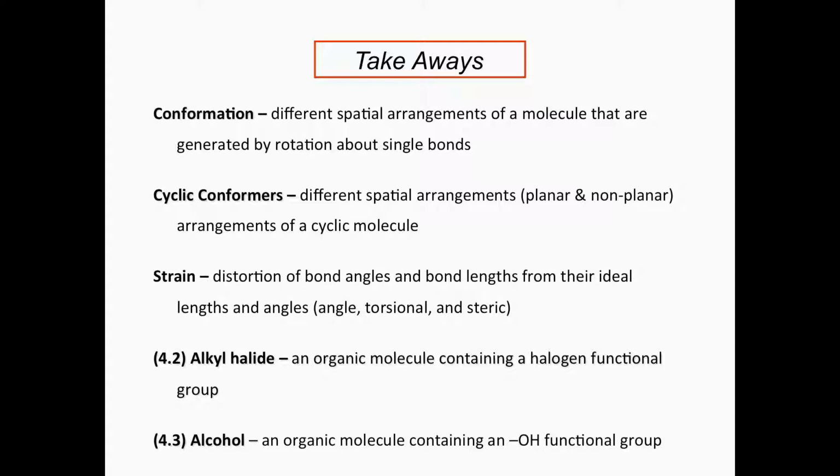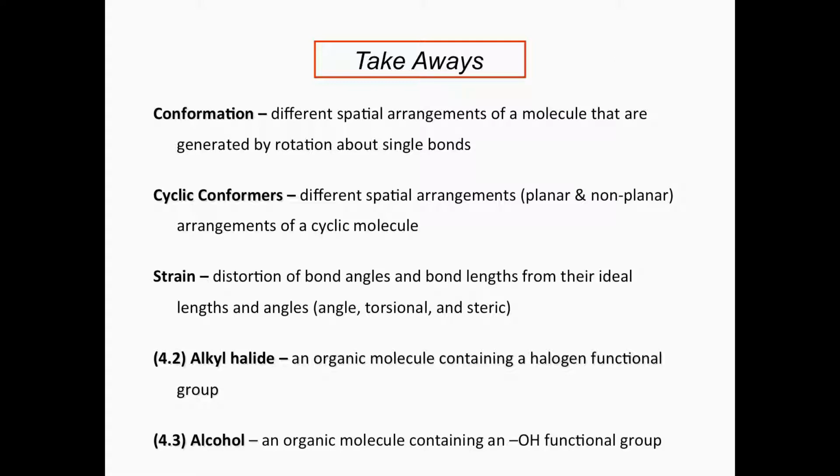Conformational analysis involves identifying the various types of energetic strain produced by rotation around sigma bonds when ideal bond angles and bond lengths are distorted. There are three types of strain we will cover in this lecture: torsional strain, steric strain, and angle strain.